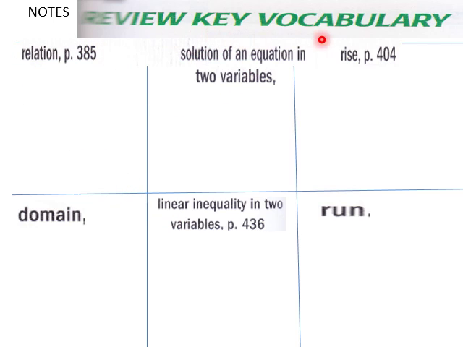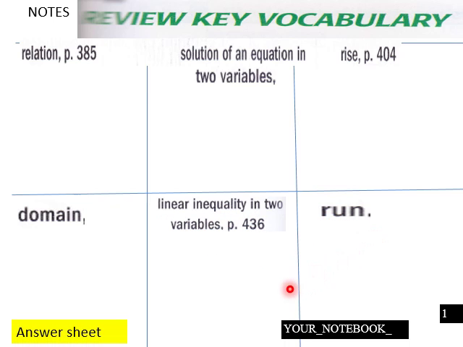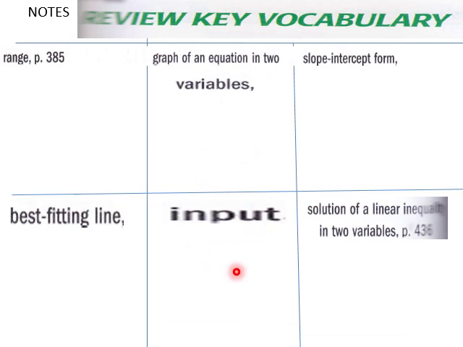Okay, reviewing our key vocabulary today. Students, this is your vocabulary: relation, solution of an equation in two variables, rise, domain, linear inequality in two variables, and then run. So that would be page 1, and this goes in your notebook. 10 points for these entries here.